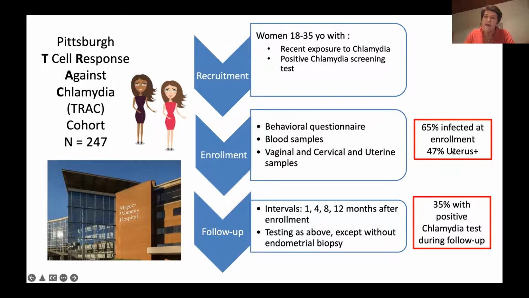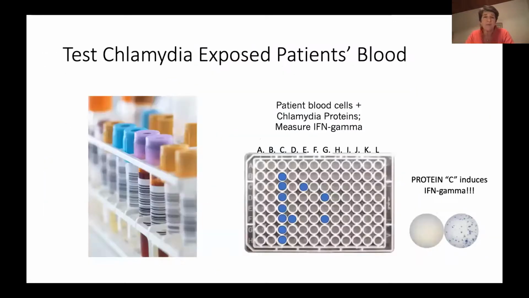What we found is that 65% of the women that we enrolled were infected with chlamydia when we enrolled them. About half of them were found to have chlamydia infection up in their upper genital tract. When we followed them for a year, 35% of the women had another positive test during follow-up, but 65% did not.